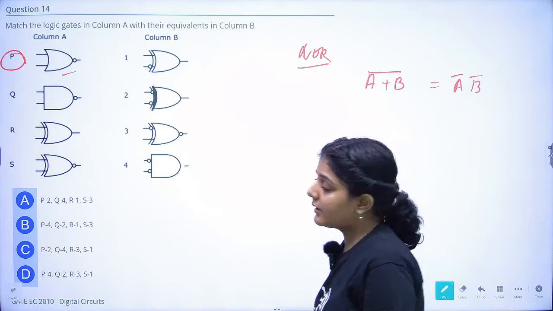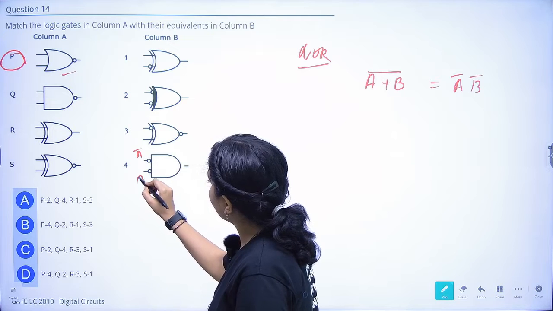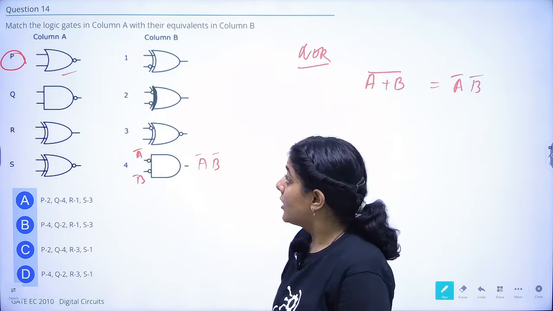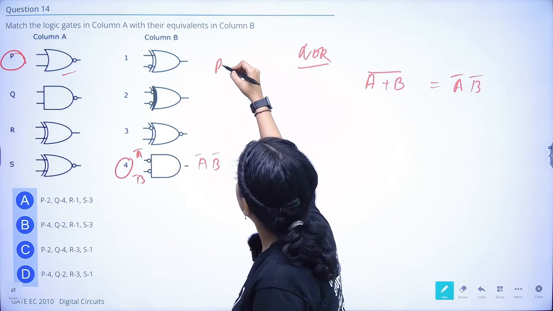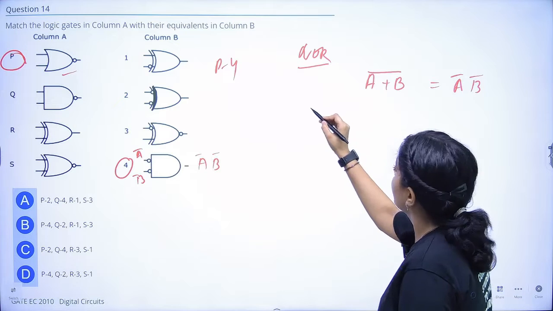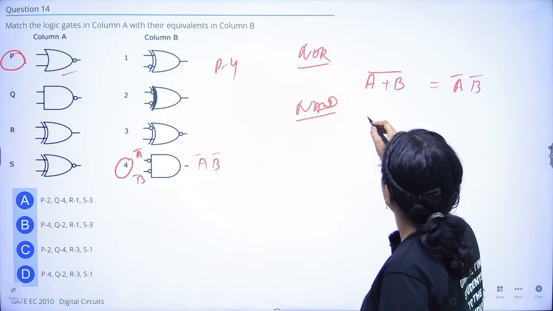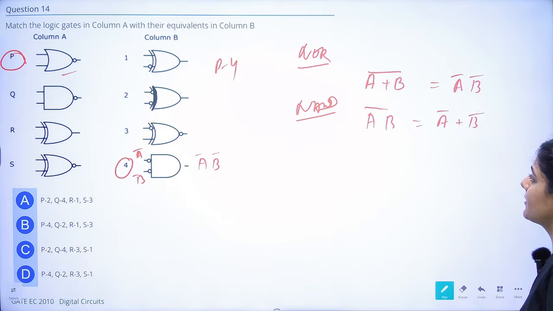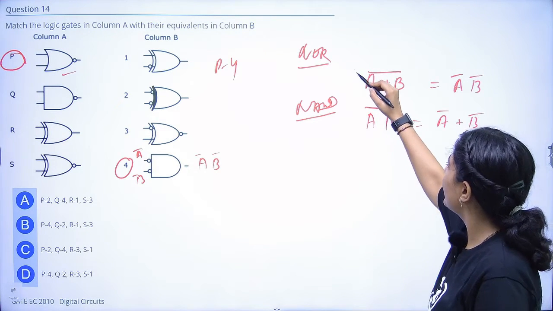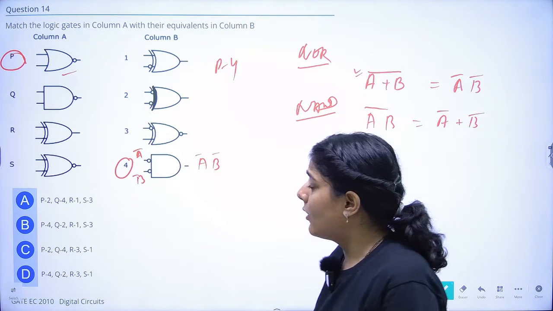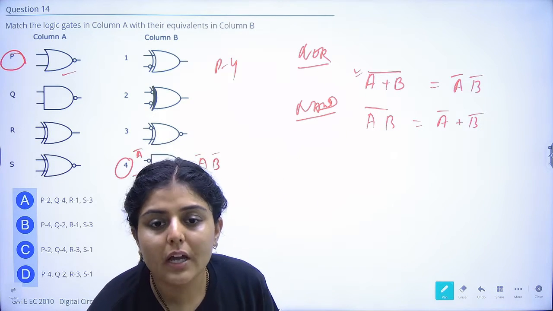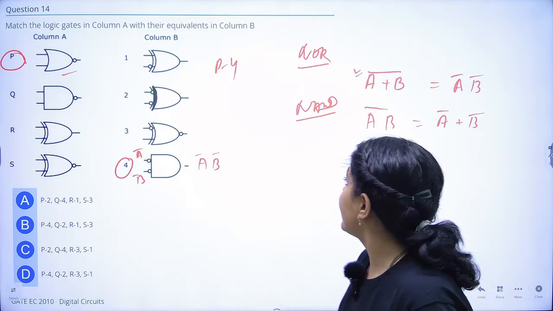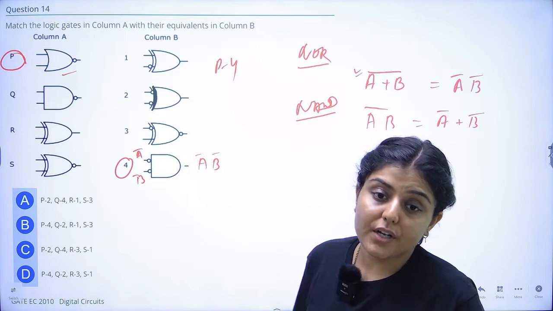So what kind of input is this? This is A bar and this is B bar and this is AND. So A bar B bar. So P is 4. Second one is NAND, AB bar. So it is A bar plus B bar. You can see that this NOR gate is equal to inverted input AND gate, right? I have told you this before. And this NAND gate is equal to inverted input OR gate.